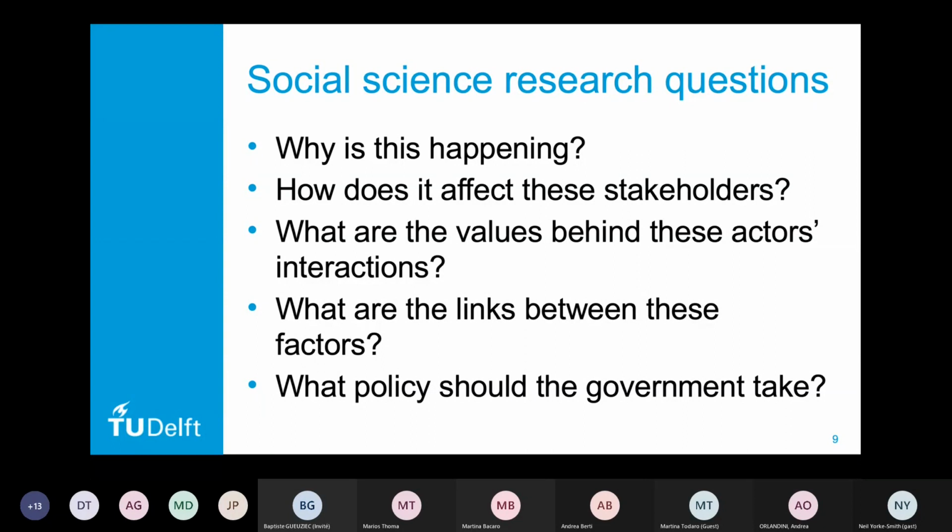Okay, so what's the point? We have complex systems, and social scientists ask these kind of questions about the system. Okay, so far so good.